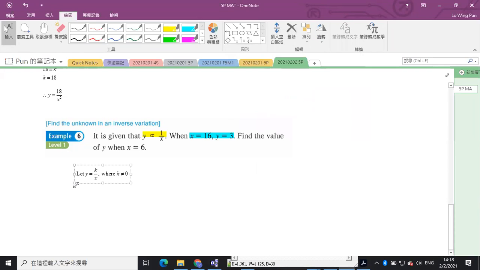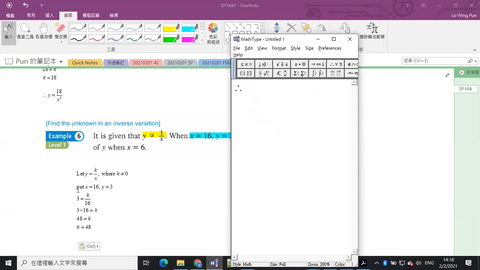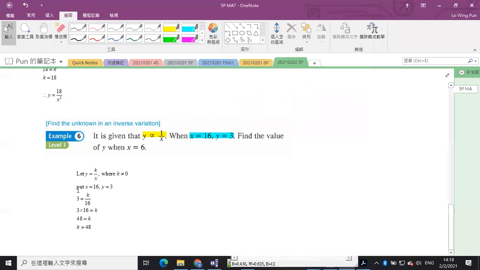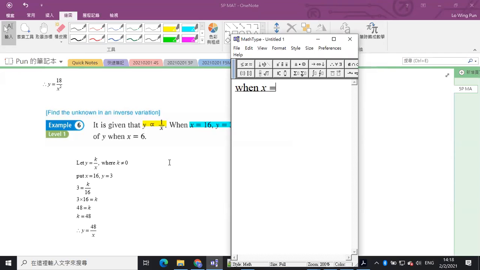When you have found the value of k, you may write down the complete equation. So y is equal to 48 over x. But the question is not asking you to express y in terms of x. The question asks you to find the value of y when x is equal to 6. This part is part A, and then we are doing part B ourselves. When x is equal to 6, y is calculated by 48 over 6. That should be equal to 8. That is the answer.